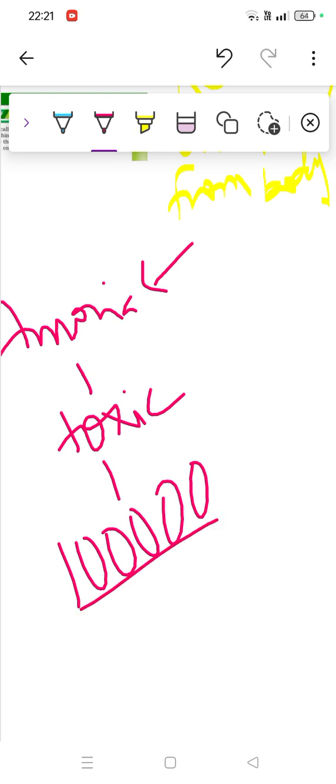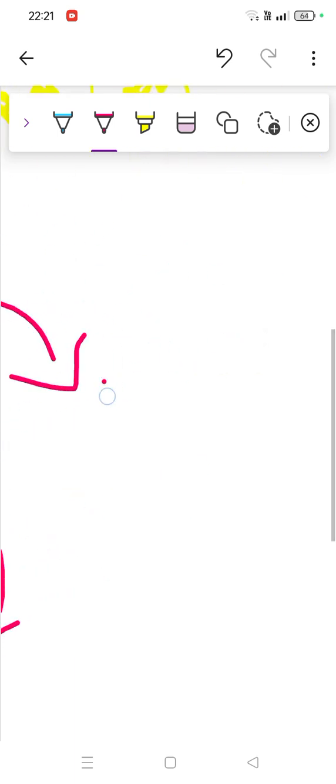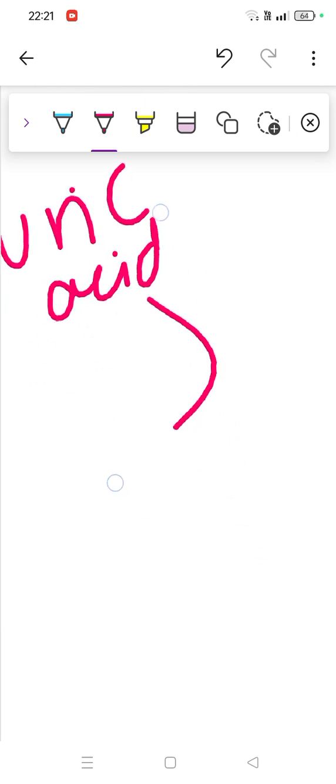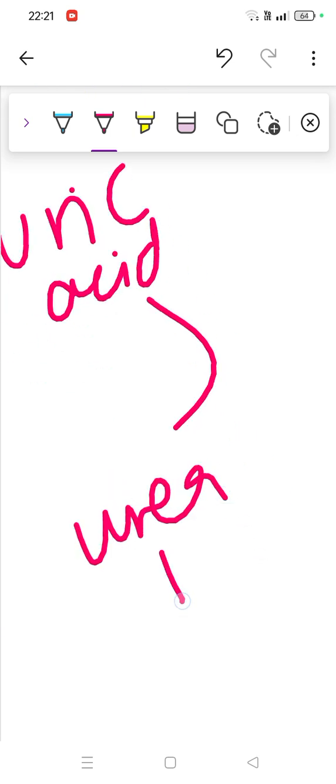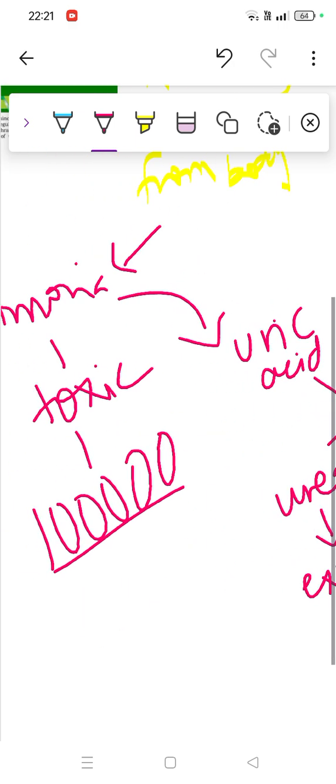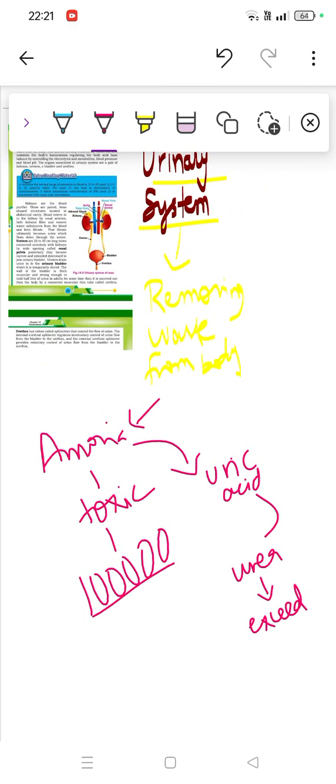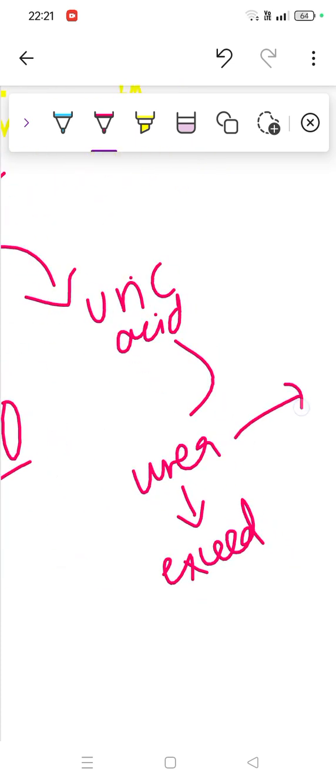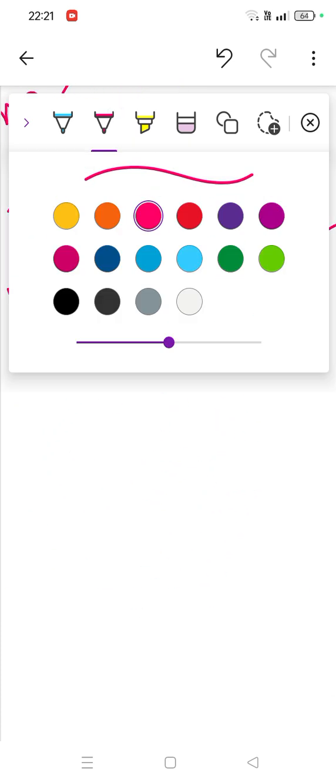So to change this, we convert it into uric acid, and then uric acid gets converted into urea, and this urea is the simplest form, which simply exits the human body, right? So the main purpose is to remove the waste product, and the waste product here is urea. This urea is formed by many steps.